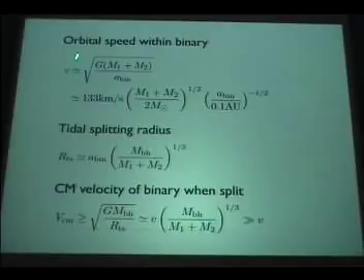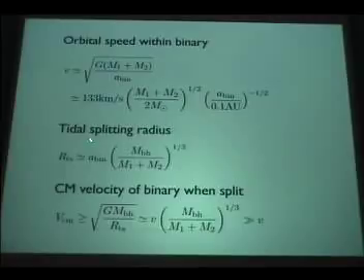So the orbital speed is given by this expression here. M1 and M2 are the masses of the stars, and a_bin is the separation in the binary. Putting that in sensible units, which are neither SI nor CGS, we get speeds of order 100 kilometers a second. So the two stars in a reasonably tight binary, the sorts of binaries we're interested in, are moving around at order 100 kilometers a second or so, depending exactly on the masses and the separation.